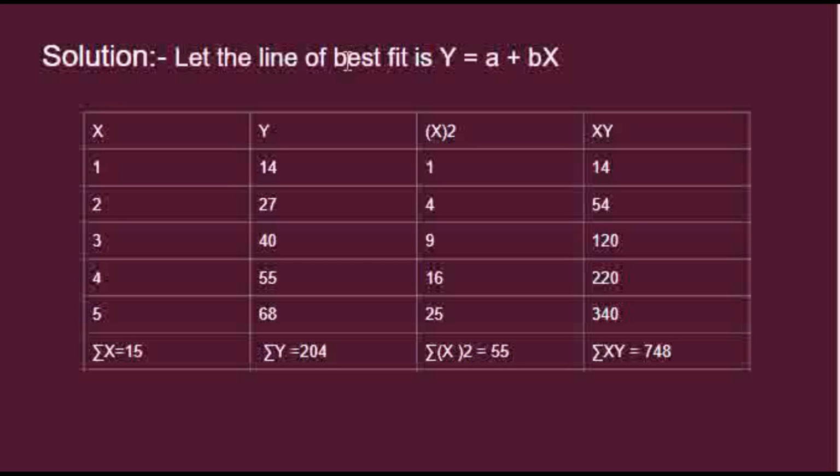Let the line of best fit of y on x be y equals a plus bx. We are given x is 1, 2, 3, 4, 5, y is 14, 27, 40, 55, 68. Now we do x square: 1, 4, 9, 16, 25. x into y is 14, 54, then 120, 220, 340. So summation x is 15, summation y is 204, summation x square is 55, and summation xy is 748.